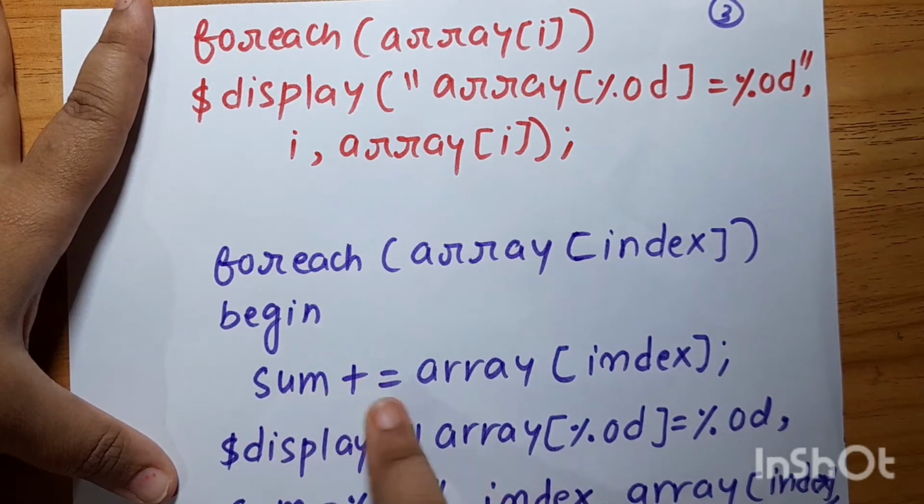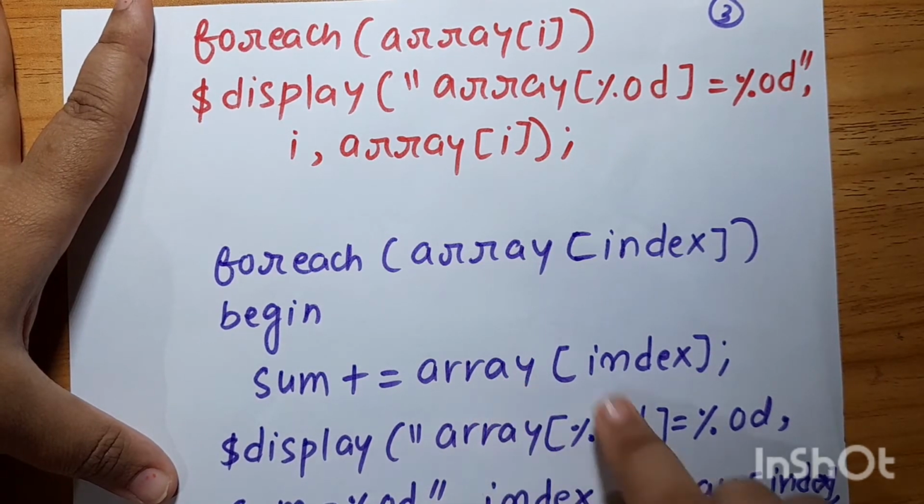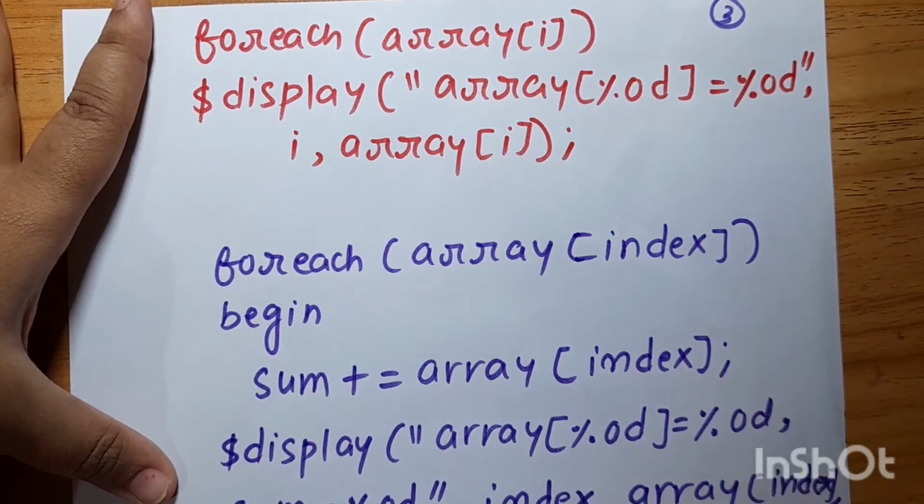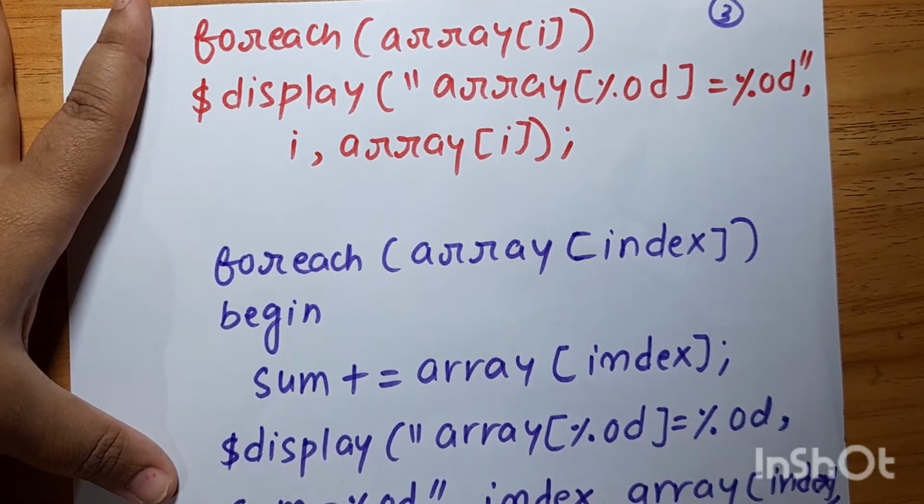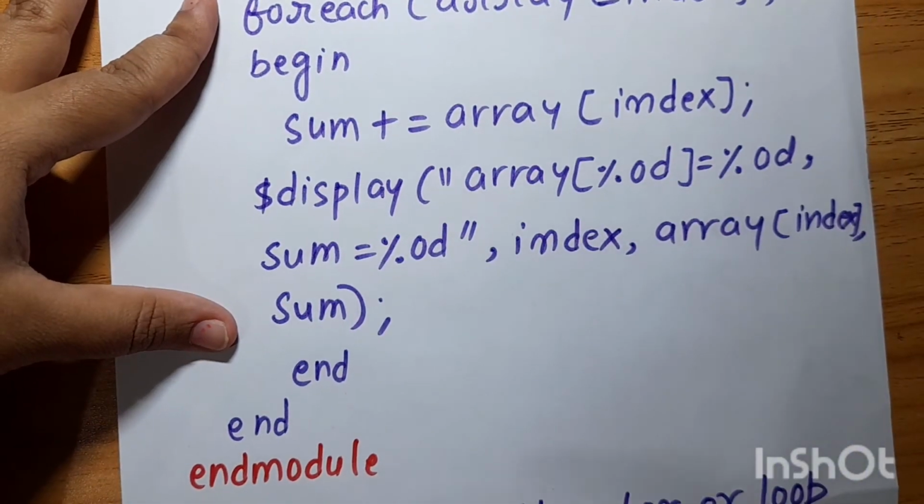Now sum plus equal to array[index] semicolon, and then the $display system task is called, and inside it I am displaying the array element and the sum obtained after adding one index value to the previous value stored in sum, that would get displayed. And here is the end for this begin, here is the end for the initial begin, and this is the endmodule for the module.